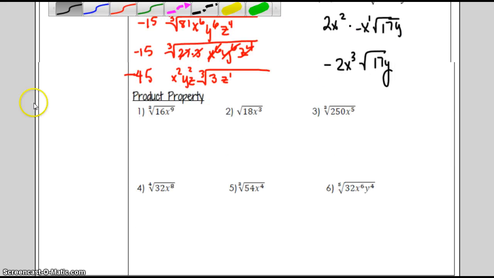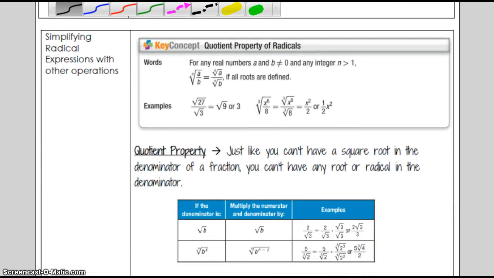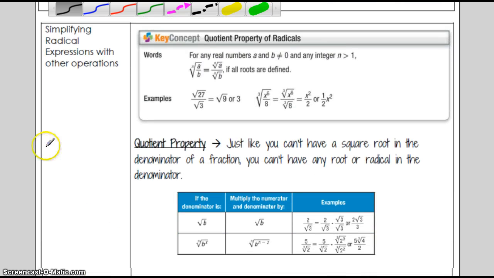We're going to go ahead and move on. This product property is basically just separating everything. It's just another way to simplify. Since we've spent extra time simplifying, if you want some practice there, you can go ahead and do that, but we're going to move on to the division since we spent an extra day with that simplifying.